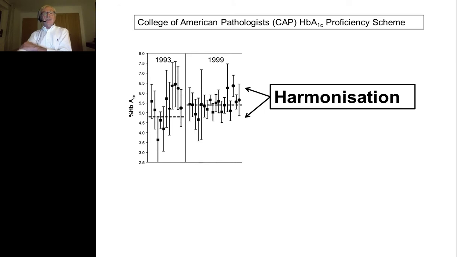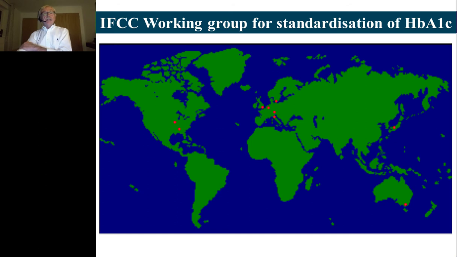And when we look at the CAP scheme of the 1990s and early 2000s, we can see an improvement in the target values being achieved by different laboratories. And this was a result of harmonization of these results. But the IFCC recognized that there's a need for global standardization of hemoglobin A1c, if we were to use this value nationally, internationally, to set targets for individuals.